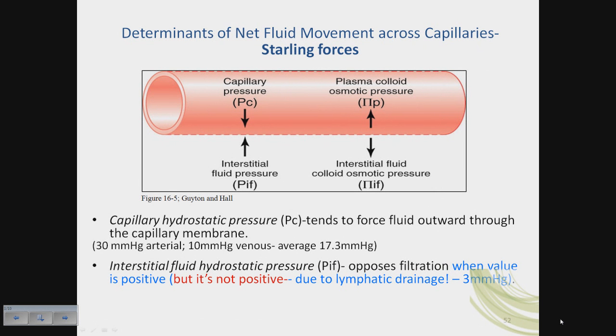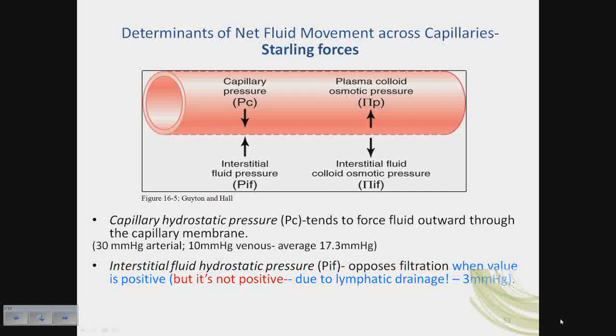Now let's look at our capillary hydrostatic pressure and interstitial fluid pressure. These are shown here as PC and PIF. We would predict that the capillary hydrostatic pressure would exert a force outward from the lumen outward, promoting fluid to leave the lumen of the vessel into the interstitial space. Now, capillary hydrostatic pressure changes from the arterial end, closest to the heart, to the venous side. So there's an average capillary hydrostatic pressure of 17.3 millimeters of mercury.